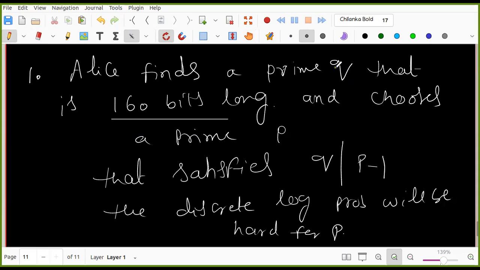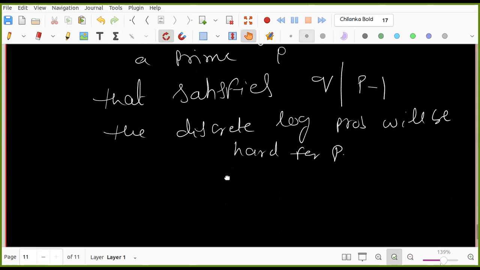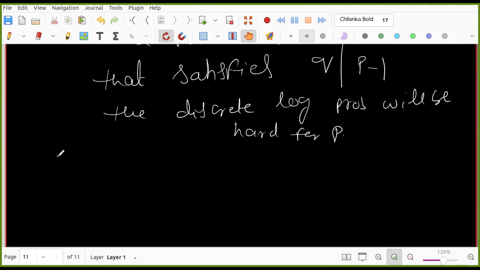So she will choose some prime Q and she will choose another prime P such that Q divides P minus 1. Now P is large, and the discrete logarithm problem for P is very difficult. So P is much larger compared to Q. That is the first one.